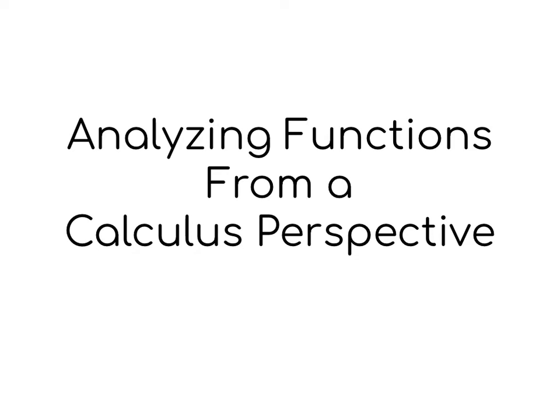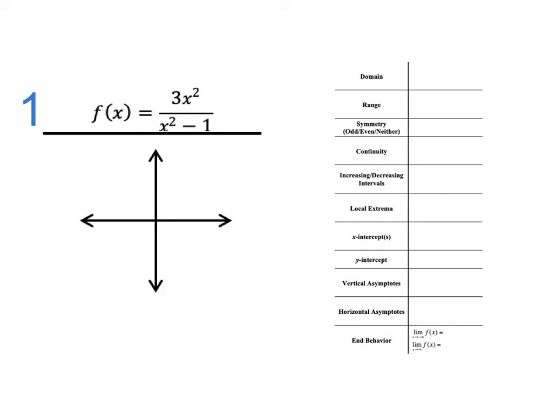In this example, we're going to pull together all of our learning from this unit to analyze a function from a calculus perspective. So the first function here is a rational function, 3x squared over x squared minus 1. And one of the things I always do is, before I even graph it, I see if I can factor either the top or the bottom of my function.